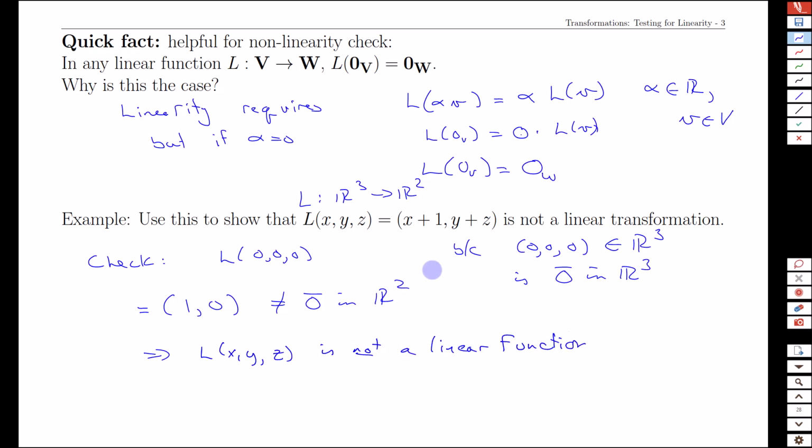And that's fine. It's not a perfect test, but it's a quick and dirty one. If a function doesn't satisfy L of 0 equals the 0 in the output space, then right away, you're done.